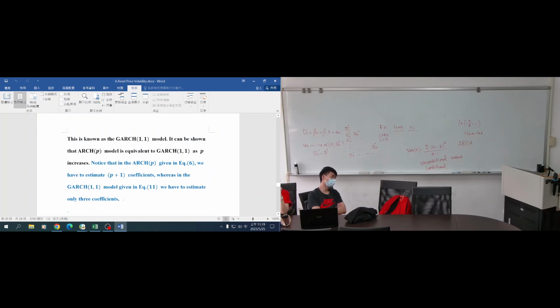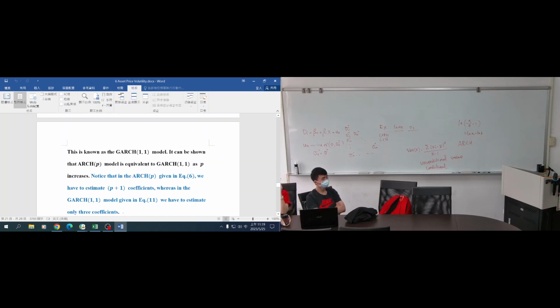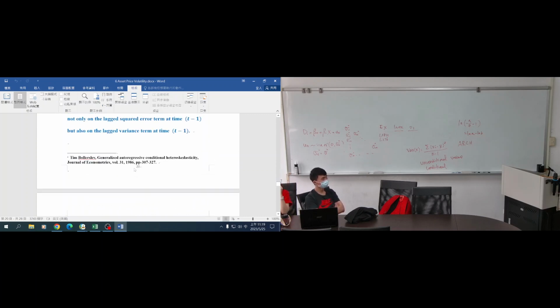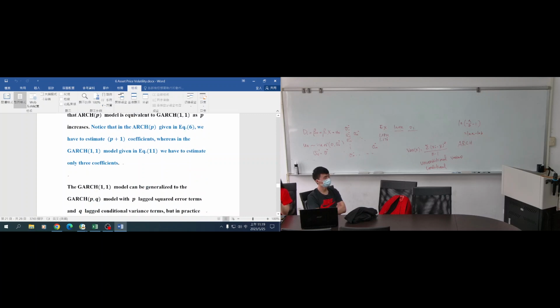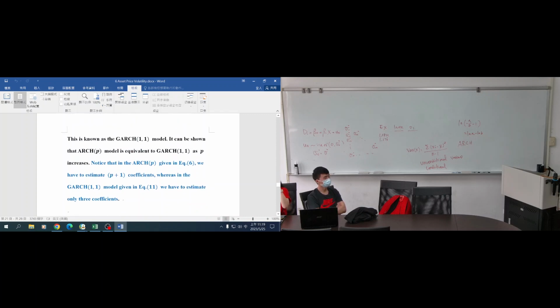And we know that for ARCH P, we have to estimate P plus 1 coefficients. One is the mean from the mean model, and the P is from those error terms. And GARCH 1,1 just has to estimate 3 coefficients. So let's try GARCH 1,1.